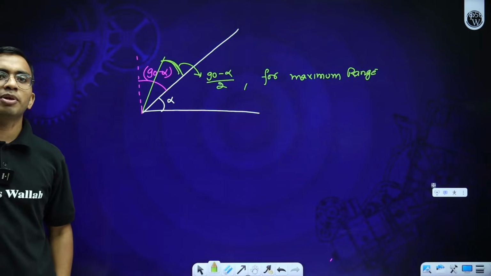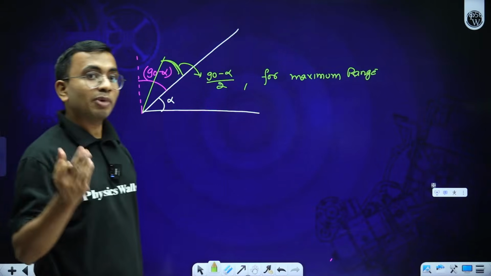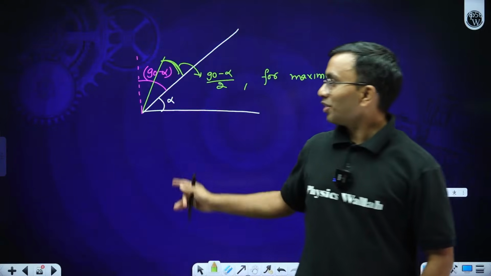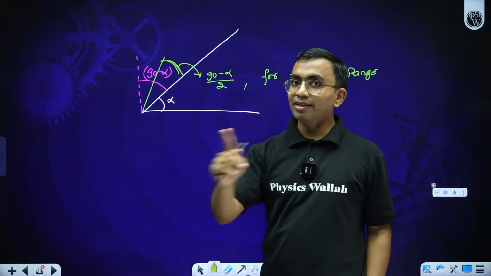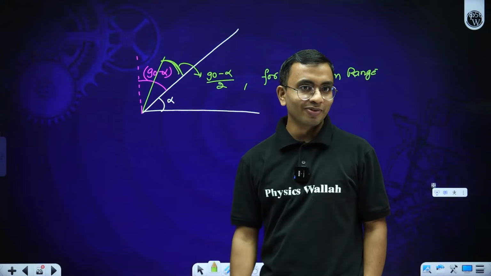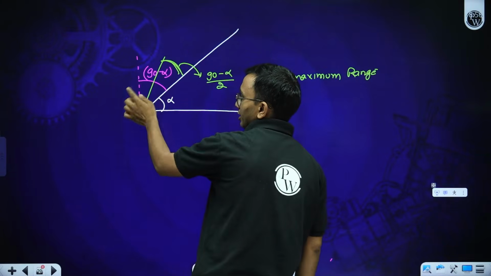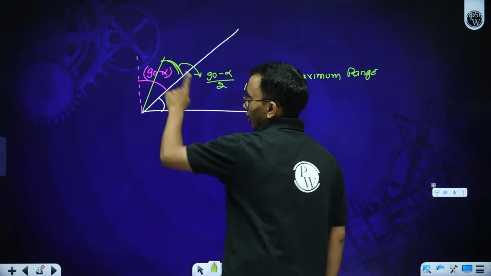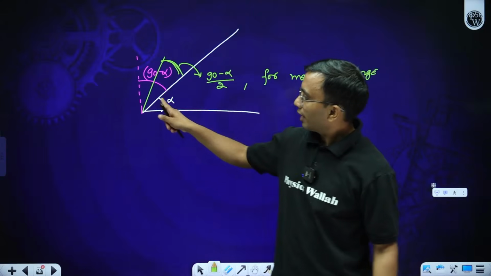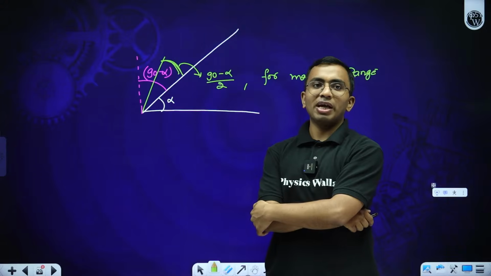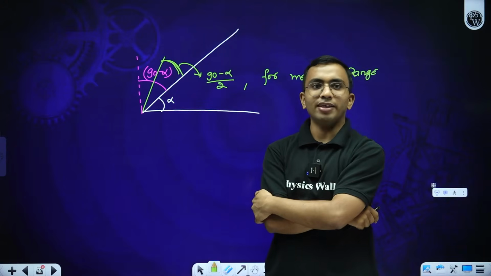The range is maximum at 45 degree, na? Range is maximum at 45 degree for the ground to ground projectile. When you are projecting on an inclined plane, that time it will not be maximum at 45 degree. Then it will be half of the available angle. Available angle is 90 minus the angle of the inclined plane, half of that. You project at that angle with the inclined plane, it will reach the maximum range there. Okay.